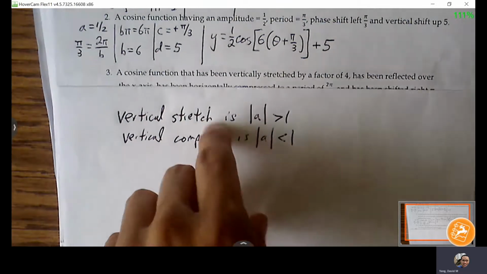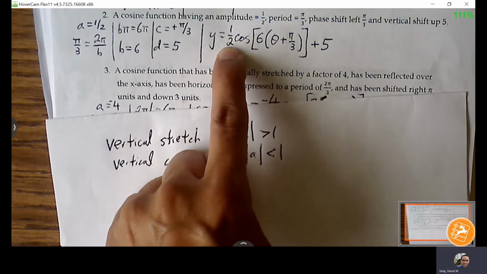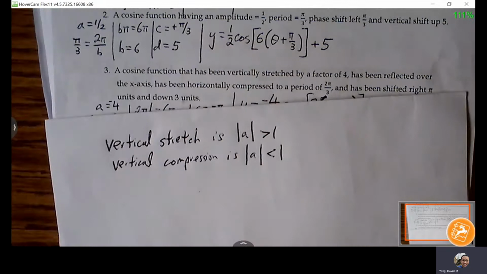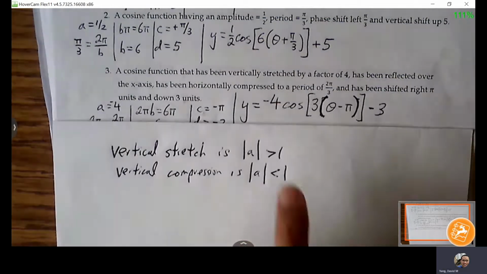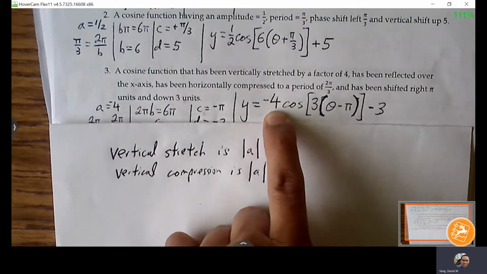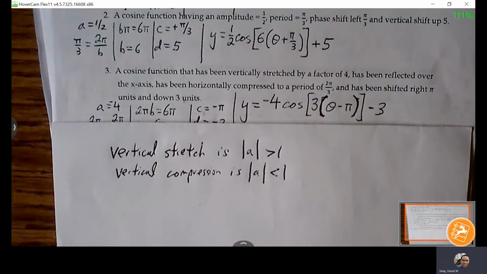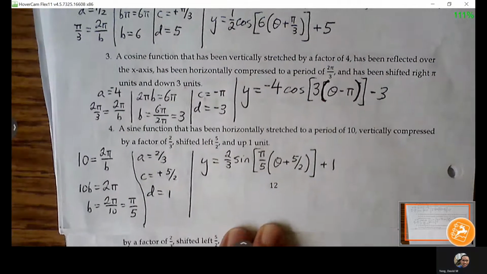So there's no plus or minus involved. It's just really describing that number in front, right? So here you see that 1/2. That 1/2 means it's a vertical compression because it's not going as high and low as the normal graph. But for number 3, that 4 means it's a vertical stretch. But then the negative is something else, right? The negative is the reflection. So that's why we say the absolute value to indicate that we're looking at the numeric value and ignoring the negative. Okay, here's number 4.